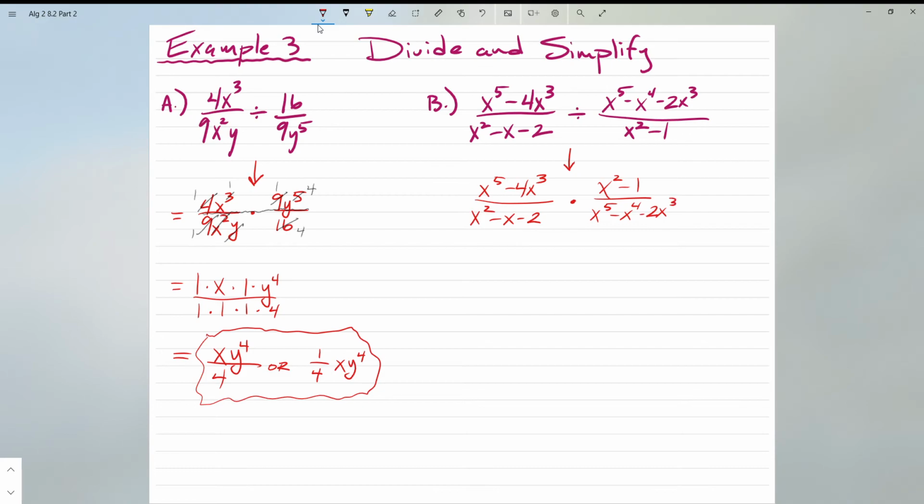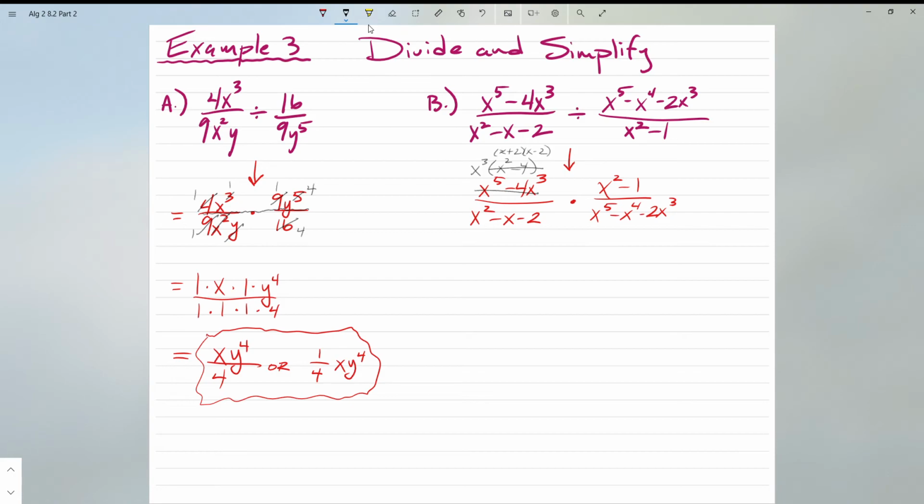Okay, now factoring, it looks like we definitely have a lot of factoring to do on this one. So I'm going to do factoring first. So x to the 5th minus 4x cubed, they both have x cubed in common. So I'm going to factor out x cubed. And then that would leave me with x squared minus 4. And then actually x squared minus 4 can be factored more because that's a difference of squares. That can be written as x plus 2, x minus 2.